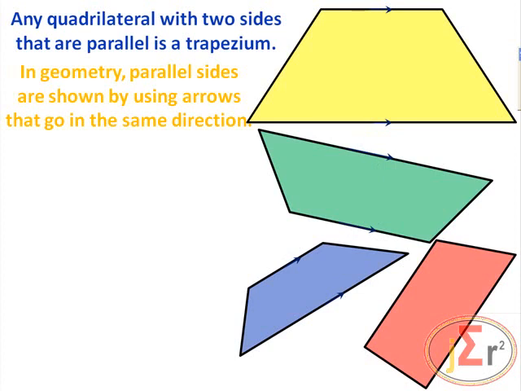As long as the figure has how many parallel sides? 2. And it has how many sides in all? 4. So it has to be a quadrilateral. That means it has to have 4 sides. And it has two parallel sides. That makes it a trapezium.